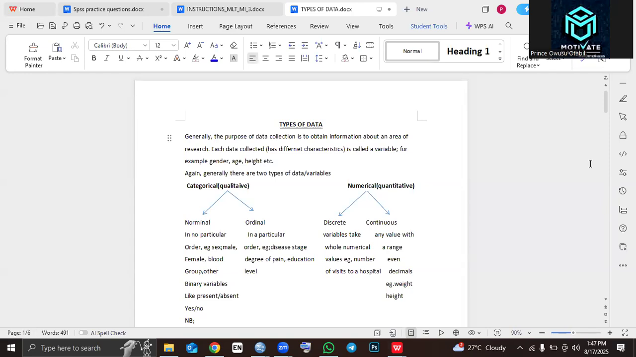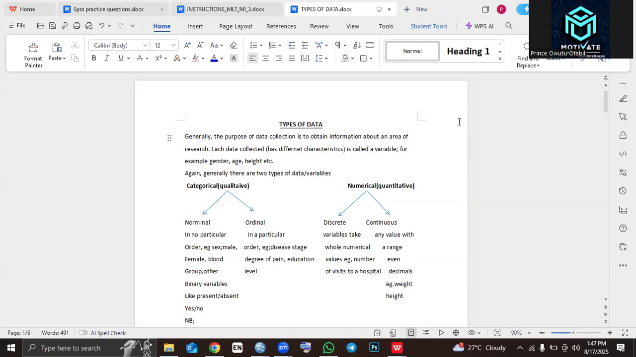So there are two types of data. The first is the categorical data, and then the next is the numerical data. So please, I'm muting everybody so that if you have anything, just type it in the chat so that we don't have any distractions.